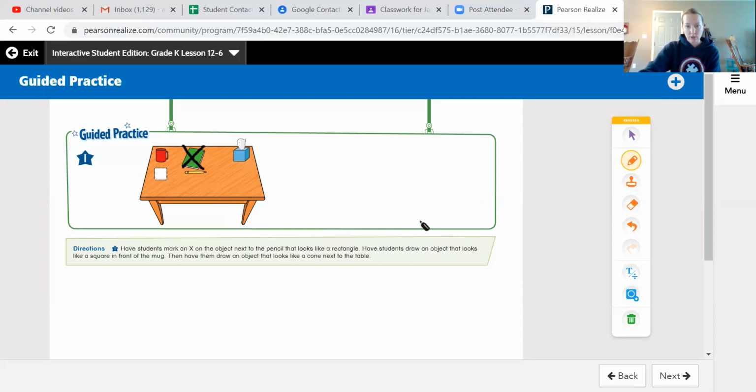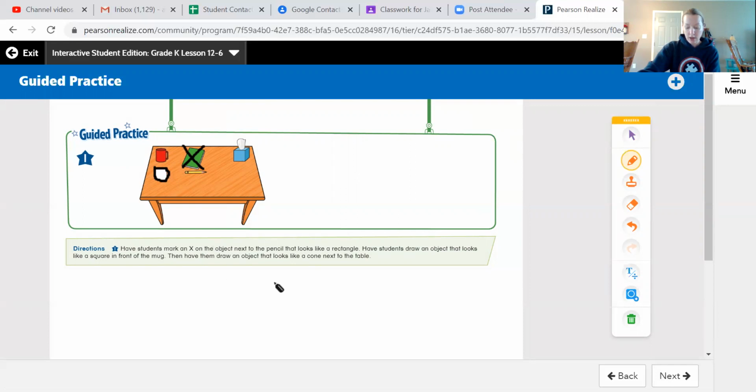All right, next they want you to draw an object that looks like a square in front of the mug. So remember, if you're not sure what a square is, the clue is it's in front of the mug. So we're going to find our mug, and right here they did it for you. You're going to trace this square. Now you have a square in front of your mug.